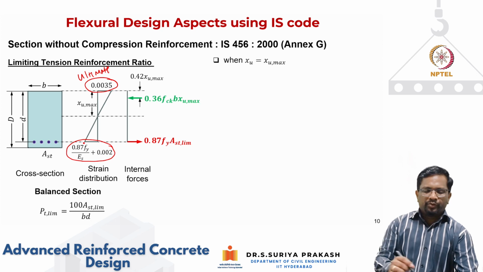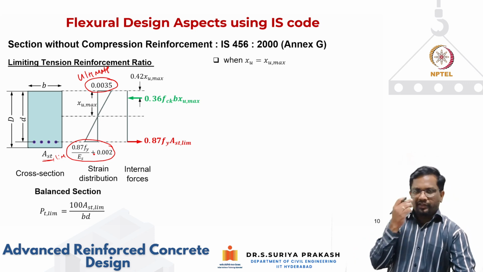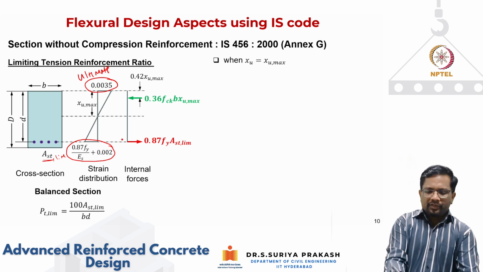Okay, when I put steel less than this value, the AST limit, then this strain will become more. Then the section will become under-reinforced. The strain on the tension side will become more. Okay, so this is your compression force.